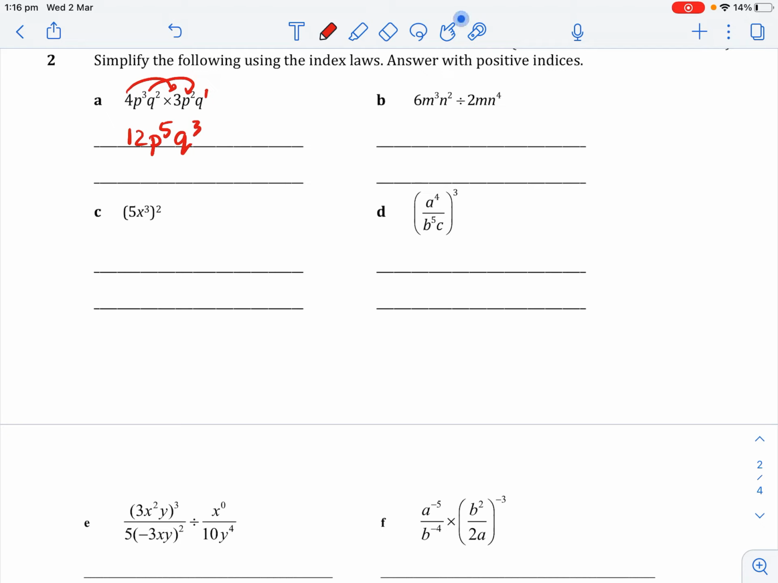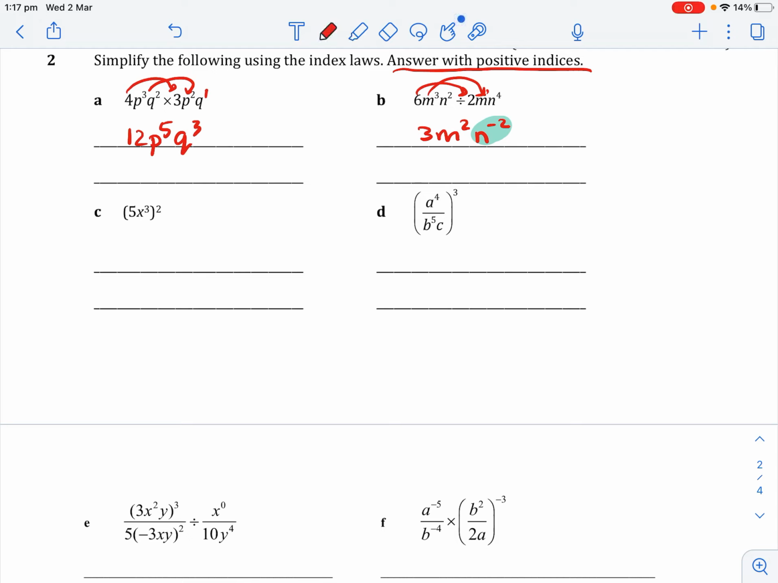Alright, when I divide, it's the same thing. I divide the whole numbers like normal, so 6 divided by 2 is 3, and I subtract the powers. Don't forget that's m to the power of 1, so 3 take 1 is 2. And 2 take 4 is negative 2. Now, because my question said answer with positive indices, I have to go a little bit further here with this m to the power of negative 2.